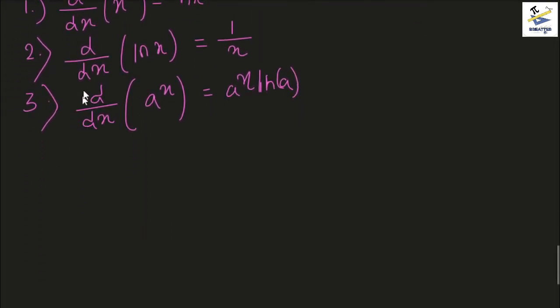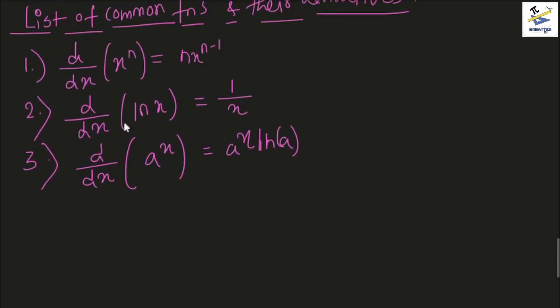So these are the three functions. Firstly, d dx of x to the power n is n into x to the power n minus 1. d dx of ln of x is 1 by x. d dx of a to the power x is a to the power x into log of a.